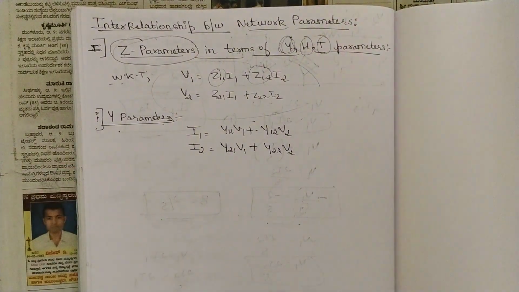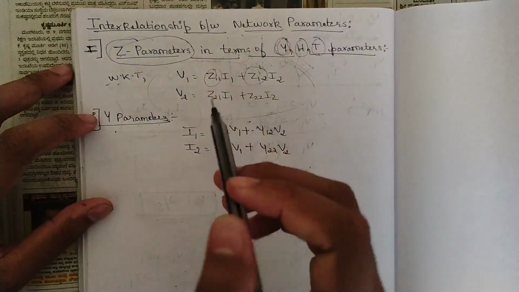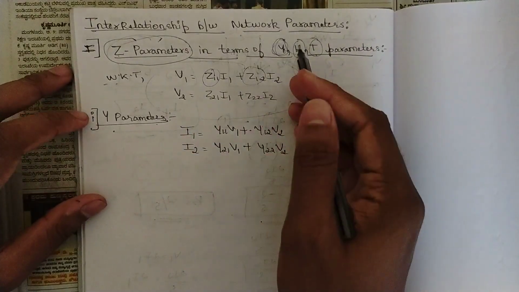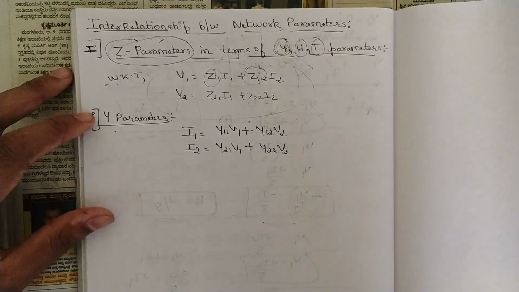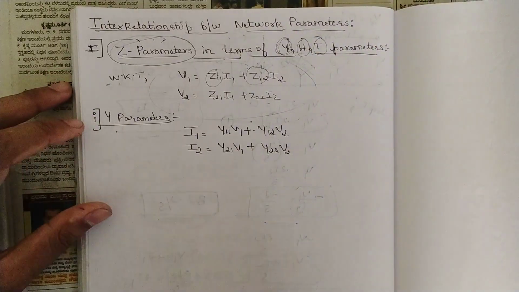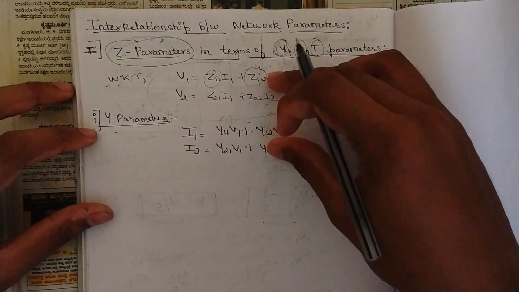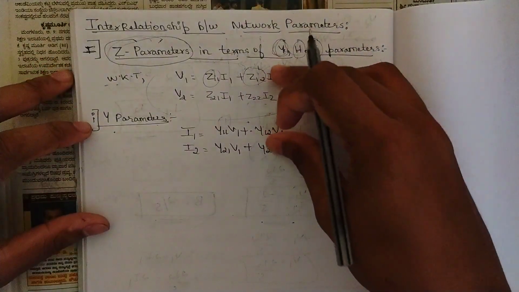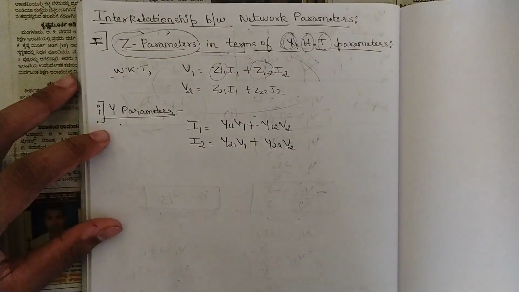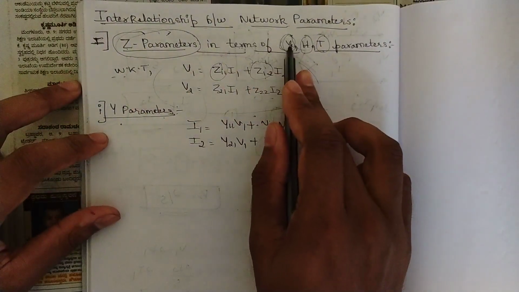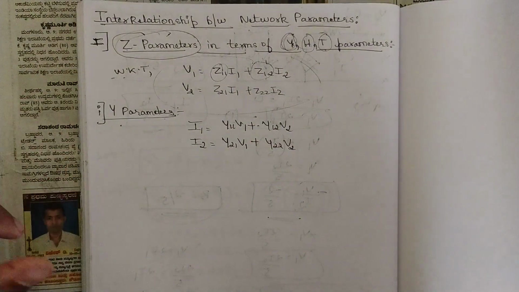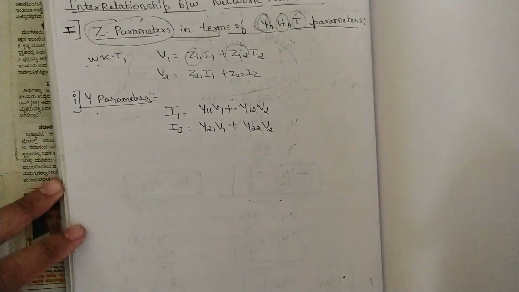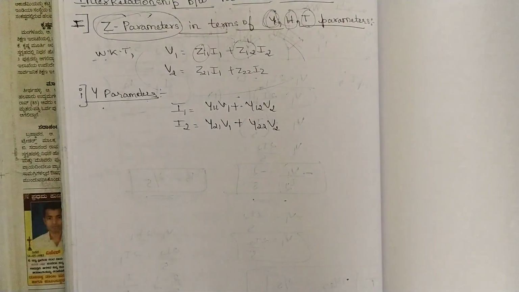Before solving, one small note: whenever we want to represent Z parameters in terms of Y parameters, and also Y parameters in terms of Z parameters, we have a separate set of rules. We cannot do it directly by solving these 2 sets of equations. For all other combinations we solve these 2 sets of equations and get the answers. But for Z in terms of Y and Y in terms of Z, we are going to use Cramer's rule, because directly we won't obtain the answers.